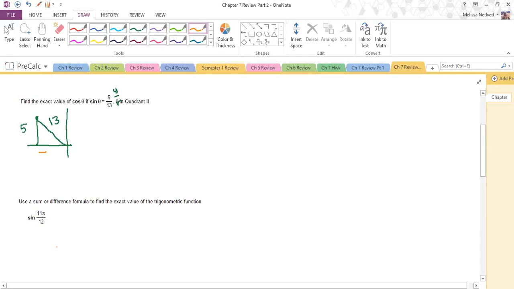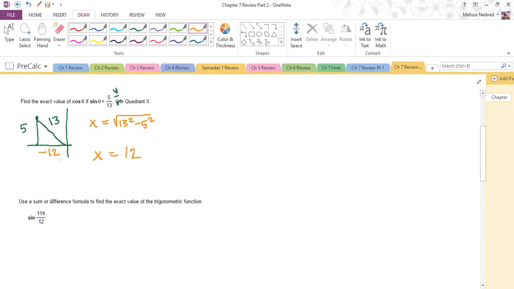That's often missed. That's a common mistake, is we forget to make that negative, because when we do the Pythagorean theorem, we're going to get a positive answer out. Just make sure that you are making that negative since we're in quadrant 2. So x is equal to the square root of 13 squared minus 5 squared. Again, skipping a couple of steps there. Hopefully you're comfortable with that. 13 squared minus 5 squared is 144. The square root of 144 is 12. So x is equal to negative 12. So if I'm looking for cosine, I'm looking for x over r, negative 12 over 13.